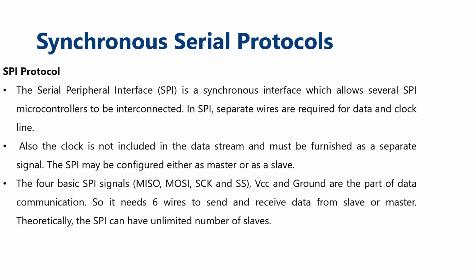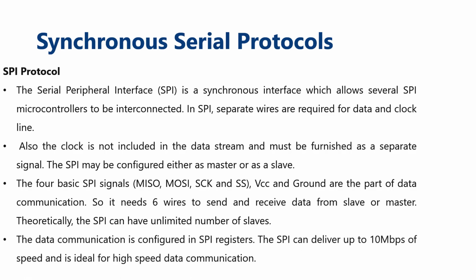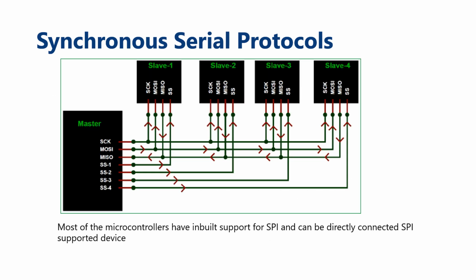The four basic SPI signals are MISO, MOSI, SCK and SS. VCC and ground are part of the data communication, so it needs 6 wires to send and receive data between slave and master. Theoretically, the SPI can have an unlimited number of slaves. The data communication is configured in SPI registers. The SPI can deliver up to 10 Mbps of speed and is ideal for high-speed data communication.